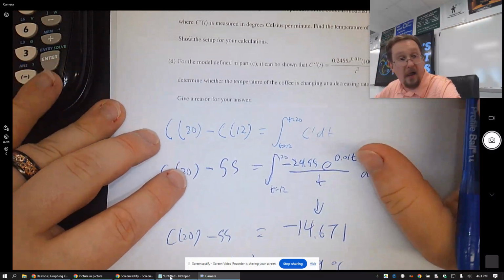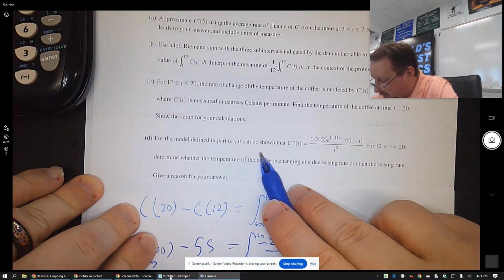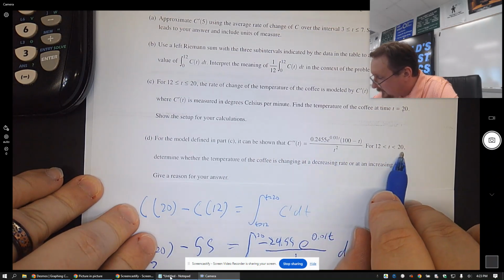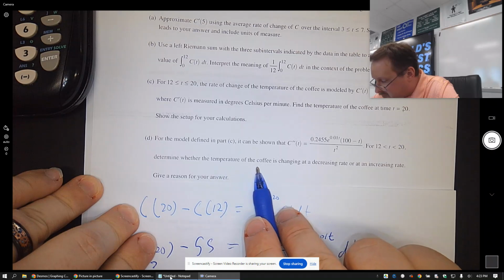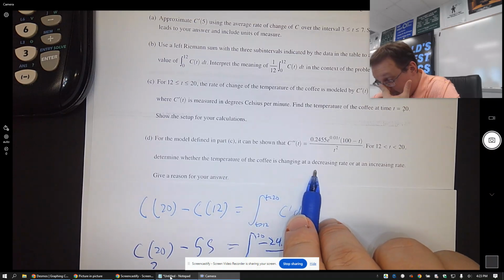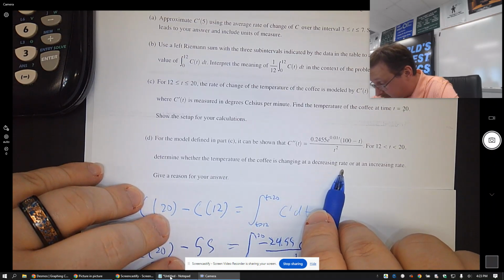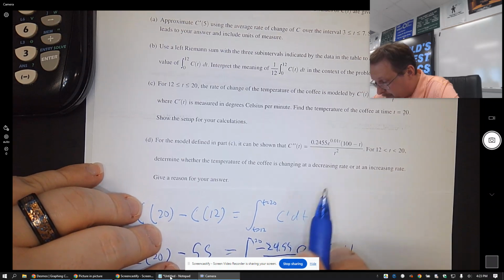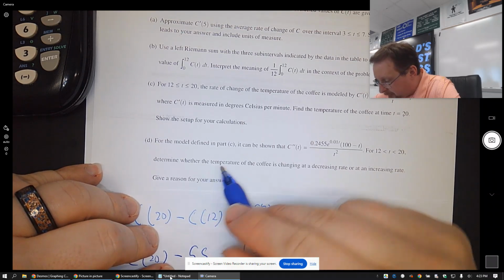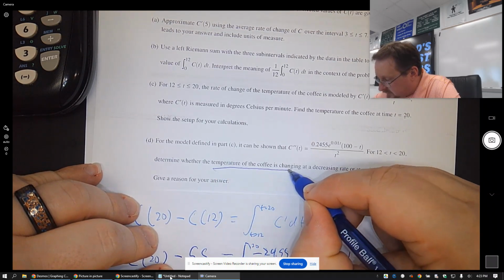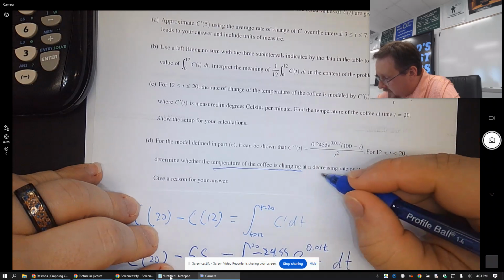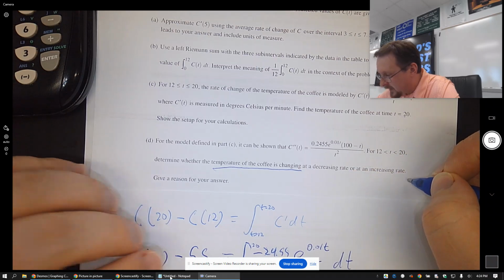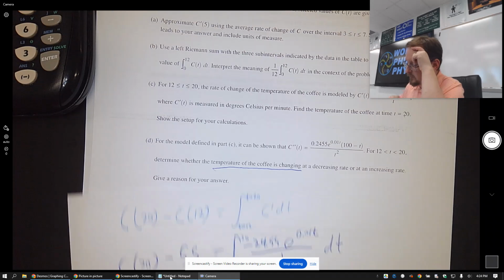Okay. Let's see. For the model defined in part C, it can be shown that the second derivative is that. For that, determine whether the temperature of the coffee is changing at a decreasing rate or at an increasing rate. The temperature is changing at a decreasing rate or an increasing rate. Okay, let me think about this really quickly.